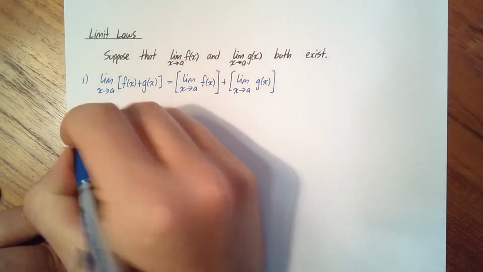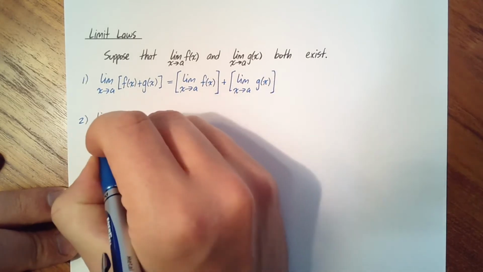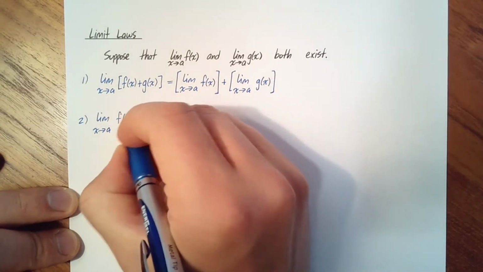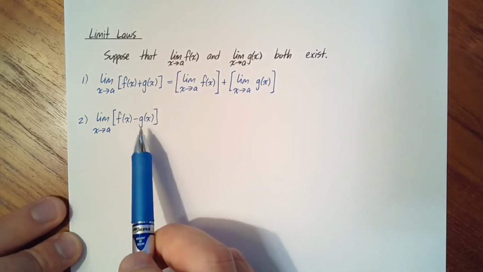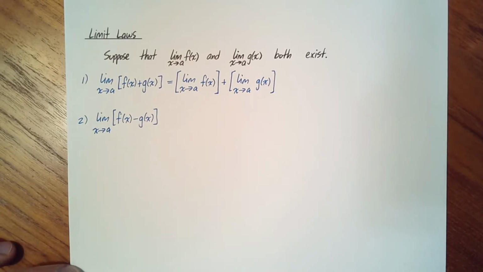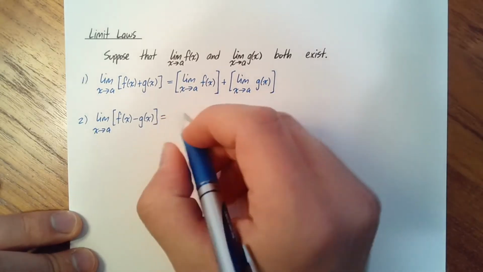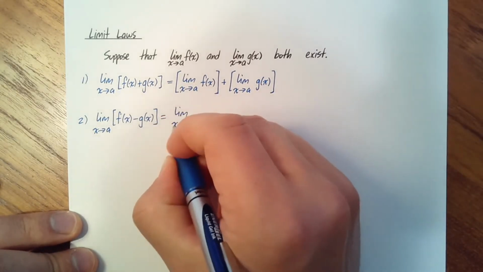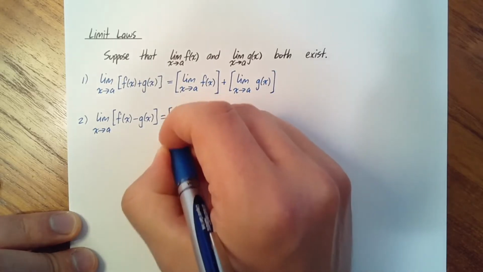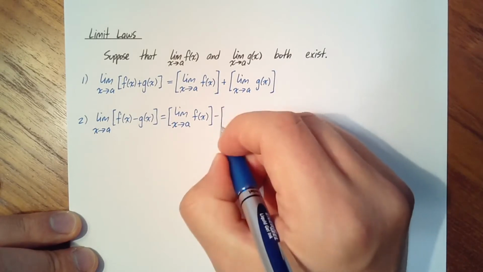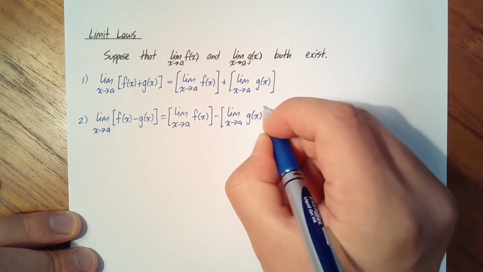Okay, and property 2 really just says we have the same thing but for subtraction. So if I want the limit as x approaches a of the difference of f of x minus g of x, so I'm subtracting the function g of x from f of x first, and then whatever the result is, I take the limit of that function as x approaches a. Well, it turns out you can work that out by evaluating each limit separately and then subtracting the limits. So I can work out the limit as x approaches a of f of x, and then I can subtract the limit as x approaches a of g of x.